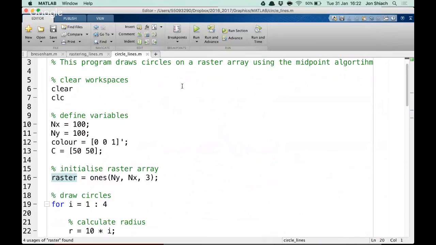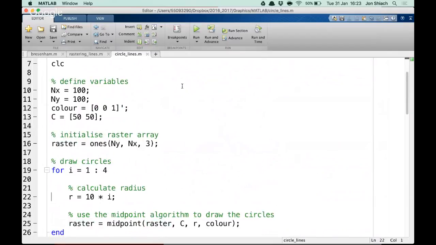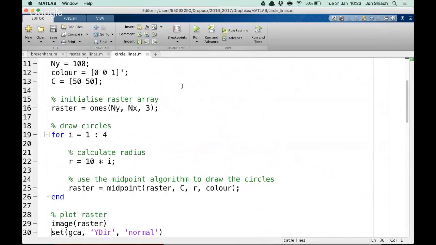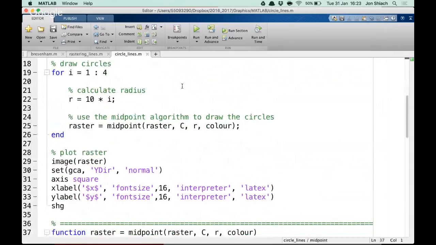I chose to draw 4 circles, and the radius is just 10 times i, so the radius is 10, 20, 30, and 40. And then I coded up a midpoint algorithm, plotted it, and then I plotted it using the normal way. I'm just going to show you down to there, because I don't want to show you any more, because that's your assignment.